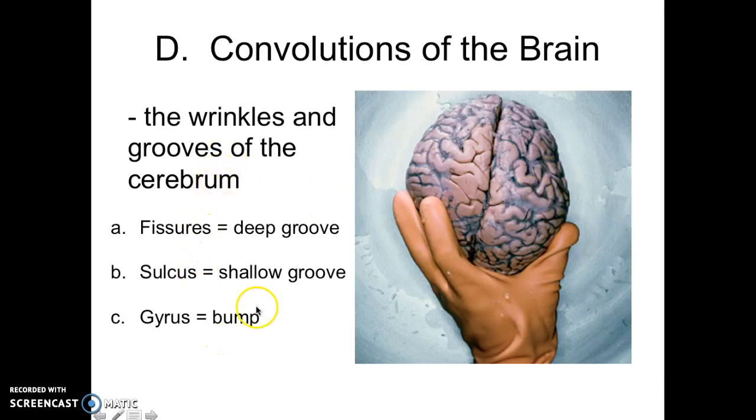You will need to know these different terms. Okay, so the deep groove is the fissure, the main one being your hemisphere, the sulcus is the shallow one, and the gyrus is your bump.